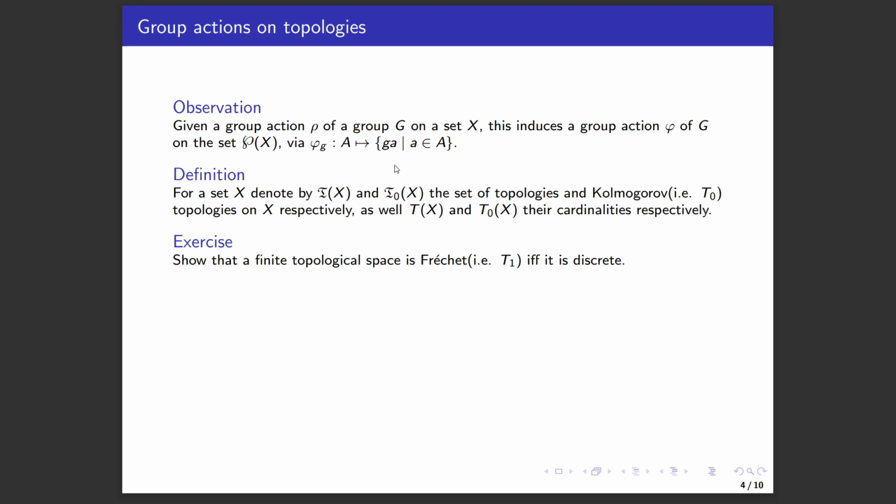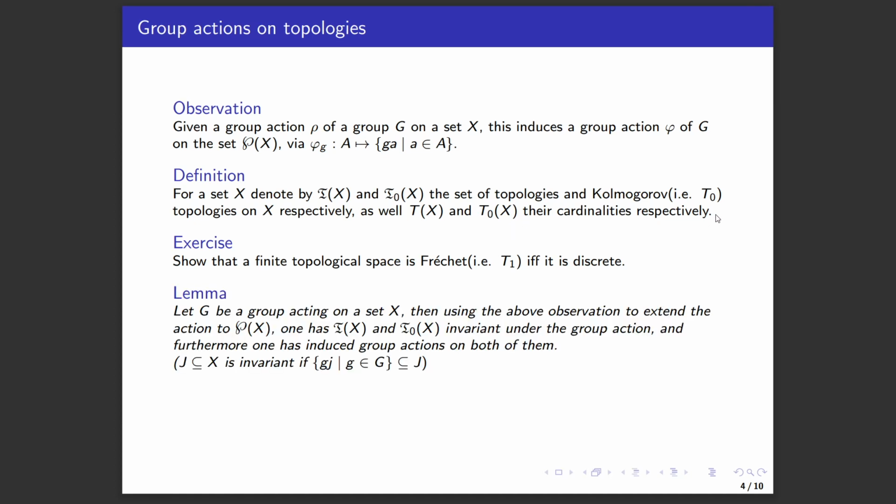And yeah, so we denote by mathfrak T of X the set of all topologies on X, and mathfrak T0 of X the set of all T0 topologies, and now take cardinalities, just regular T of X and regular T0 of X. Now say we have a group action of a group G on a set X. Using the observation here, we can extend it to a group action on the power set of X, and then it turns out that we can restrict it to a group action on the set of all topologies. This is something that actually needs to be checked, but it is pretty routine to check. Again, you can do this as an exercise if you want.